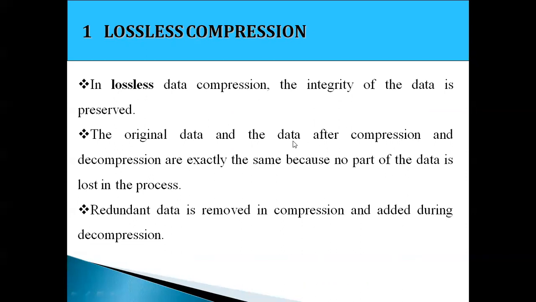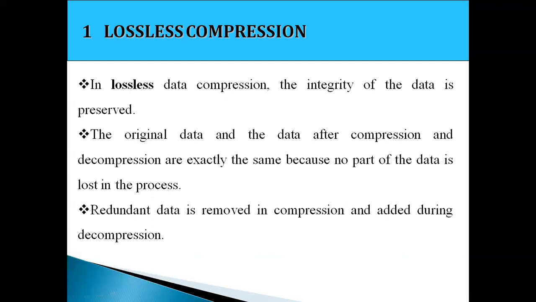Preserved means it is going to be saved. Here, the original data and the data after compression and decompression are exactly the same. Once you compress and decompress, the data remains the same, because no part of the data is lost in the process. That is the advantage of lossless compression. Here we are following run data, which means repeated data is removed in compression and added back during decompression.